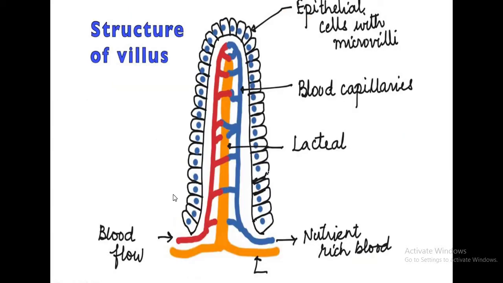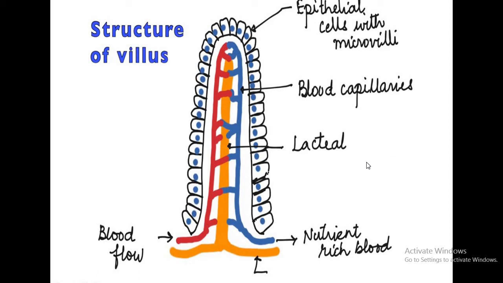So this is the structure of the villus. This villus helps in the absorption of the digested nutrients. Digestion gets completed till the ileum, and then through the villus the digested nutrients will be absorbed and given to the different parts of the body for utilization. After digestion there is absorption, and when the different parts of the body utilize those nutrients, it is known as assimilation.